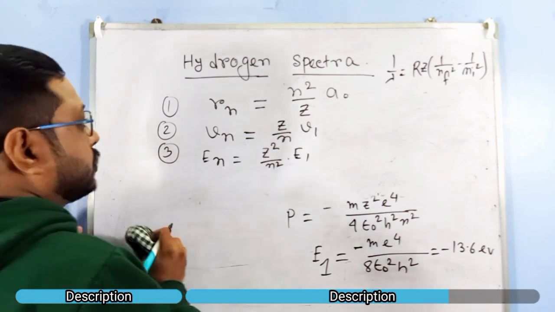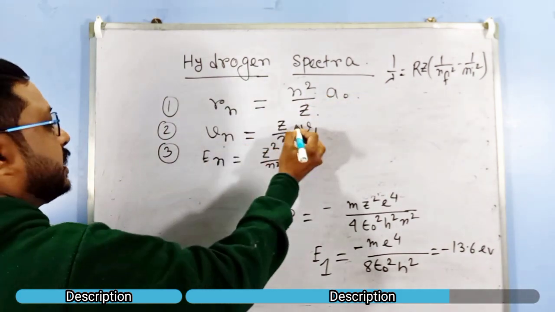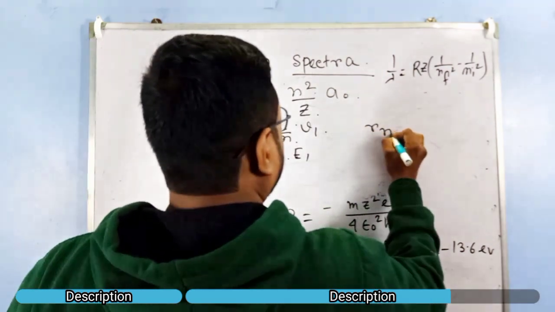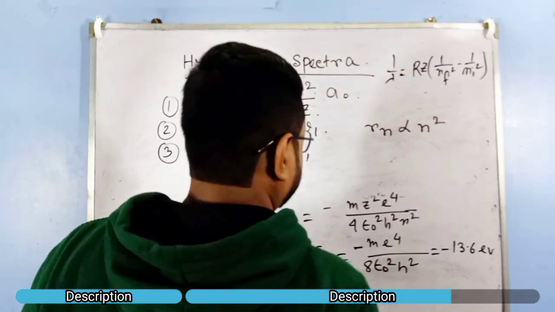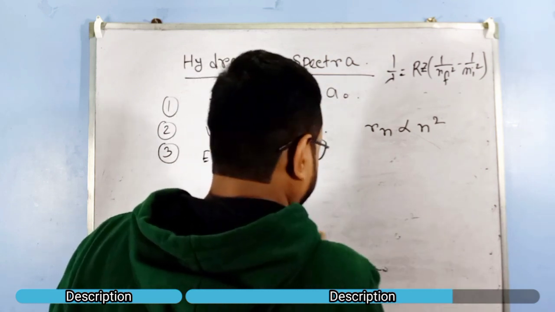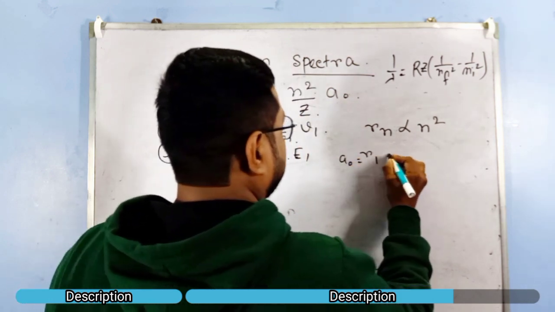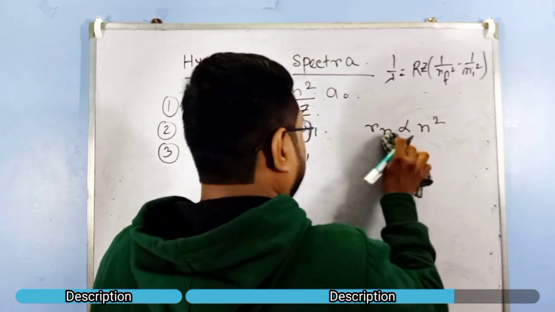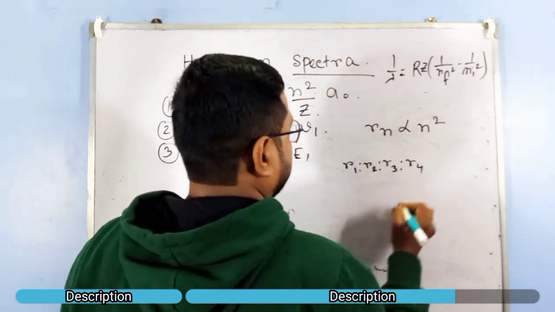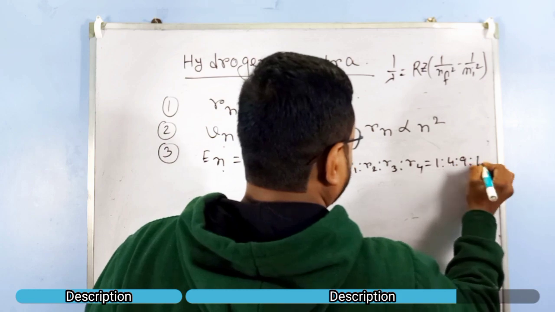Okay, so Rn equals n squared by Z times A0, Vn equals Z by n times V1, and En is... that is, Rn is proportional to n squared. If we take the radius, that is for n equal to 1, R1 or A0, and take the ratio R1 to R2 to R3 to R4, then we get the value 1 is to 4 is to 9 is to 16.